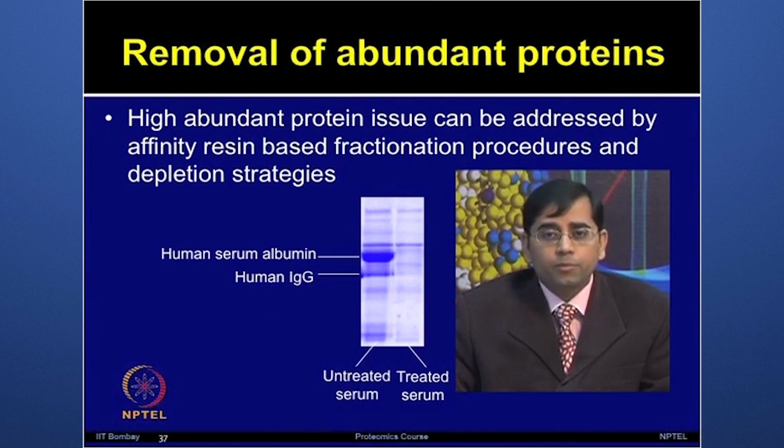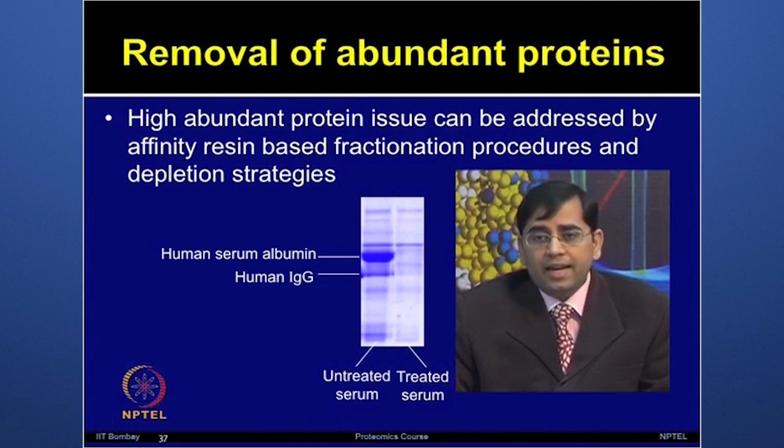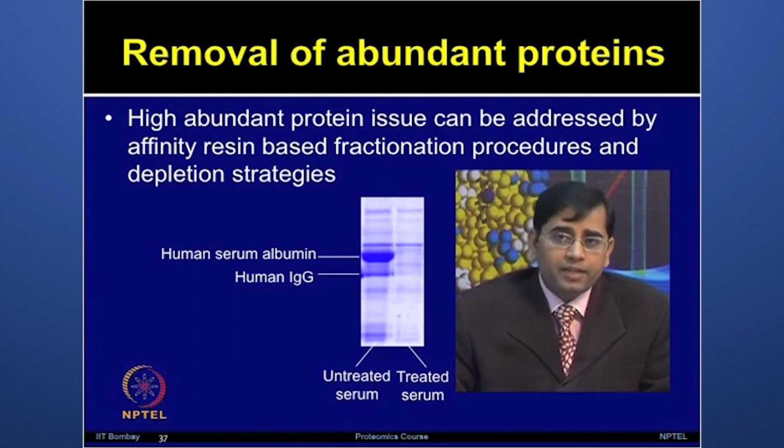high abundant proteins as shown in this image of SDS-PAGE gel. The left lane is loaded with the untreated serum and the right lane is loaded with the treated serum. As you can see, some of the very high abundant proteins such as albumin, IgG, are efficiently removed, which allowed some low abundant proteins to appear on the gel.